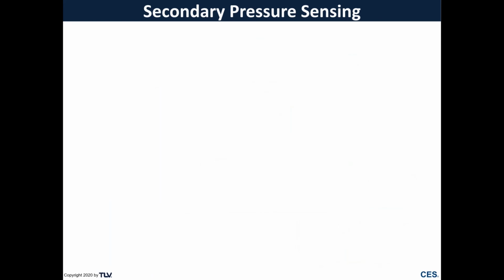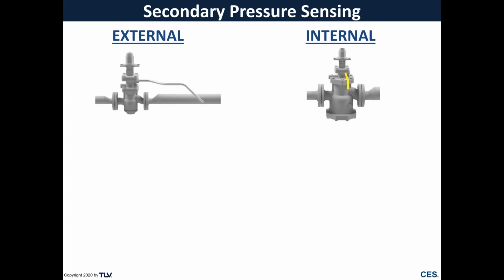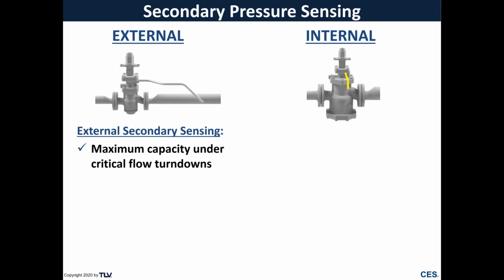Some pressure-reducing valve manufacturers offer the option of external or internal secondary sensing. Each PRV must be installed using one of these two methods, but the choice may depend on a few factors. For instance, using external sensing, maximum valve capacity can be achieved even under critical flow, high turn-down conditions.